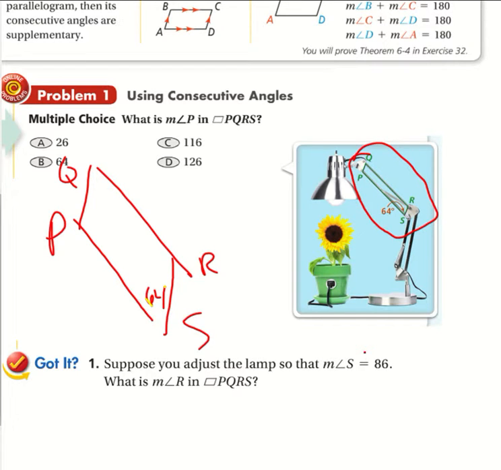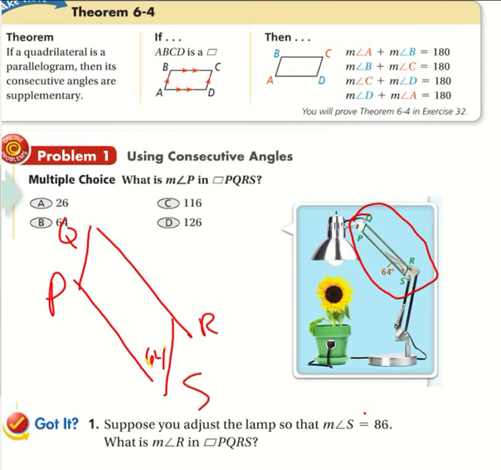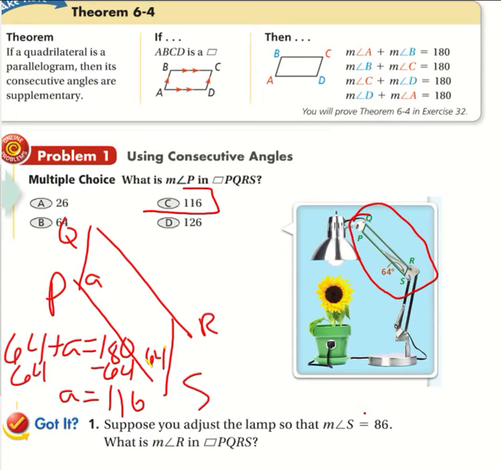Well, if we go back to that theorem we just talked about, it says consecutive angles are supplementary. If they're supplementary, they add up to 180. S and P, are they consecutive? They share a common side. Yep. That means together they must equal 180. So we know that, let's call this angle A, or this measure angle A, 64 plus whatever A is, has to equal 180. So if we subtract 64 from both sides, A then equals 116 degrees.